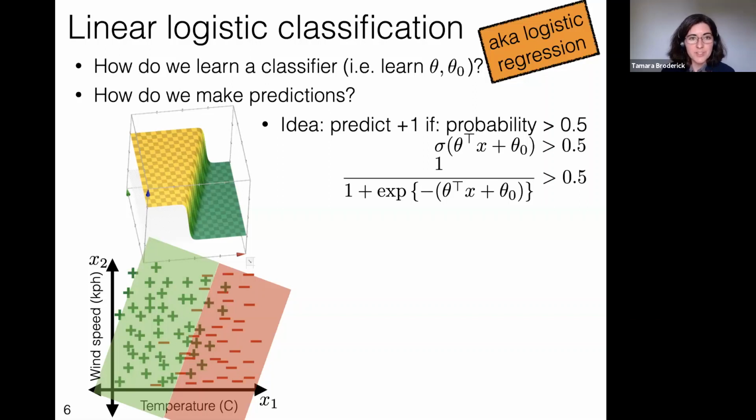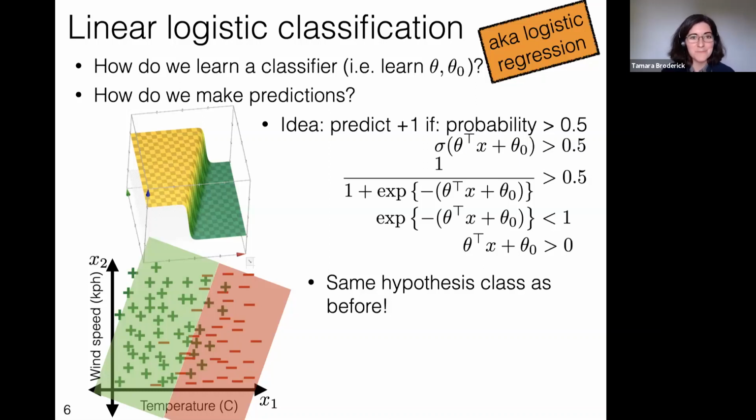And now we can sort of solve for this. We can say, hey, this is completely equivalent to the exponential here being less than 1. That's how I can get this quantity to be greater than 0.5. And then you can recall facts about the exponential function to see that this is completely equivalent to theta transpose x plus theta naught being greater than 0. So we're going to predict that I'm going to wear a coat. We're going to predict a label of +1 if theta transpose x plus theta naught is greater than 0. And we're going to predict the other label, in this case -1, if theta transpose x plus theta naught is less than or equal to 0.